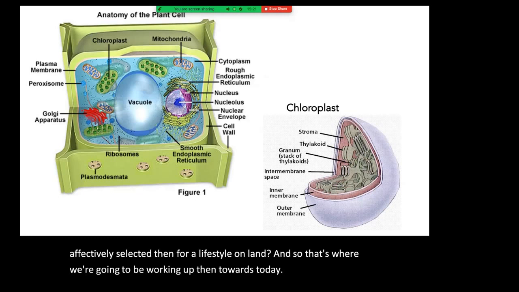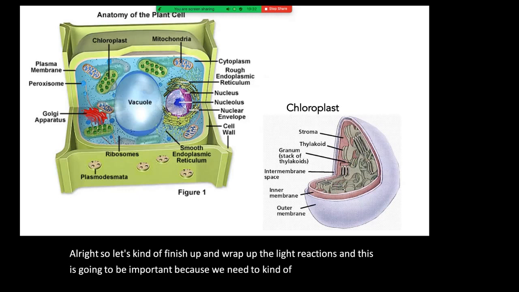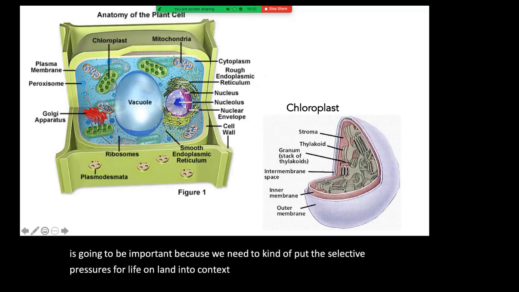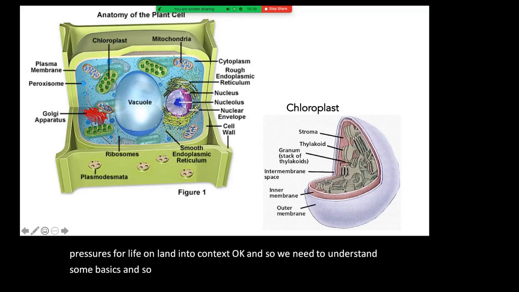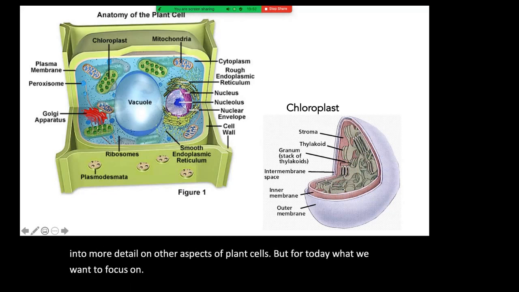All right, so let's finish up and wrap up the light reactions. And this is going to be important because we need to put these selective pressures for life on land into context, okay? And so we need to understand some basics. And so I want to go back to our review on plant cells. We covered this yesterday, and we'll be going into more detail on other aspects of plant cells. But for today, what we want to focus on is this organelle known as the chloroplast.